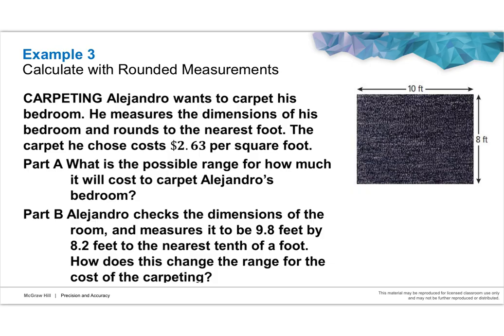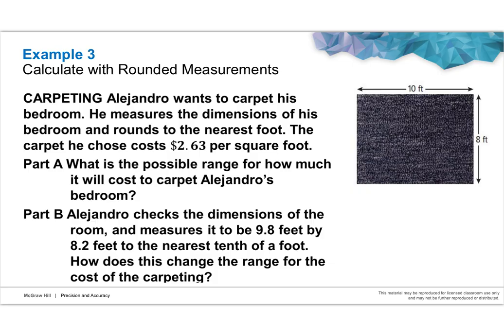We have a carpeting example, and Alejandro here is wanting to carpet his bedroom. He's measuring the dimensions of his bedroom and rounds to the nearest foot. The carpet he chose cost $2.63 per square foot. So in part A, it says, what is the possible range for how much it will cost to carpet Alejandro's bedroom? And then in part B, it says Alejandro checks the dimensions of the room and measures it to be actually 9.8 feet by 8.2 feet to the nearest tenth. So how does changing things to the nearest tenth change the range for the cost of the carpeting?